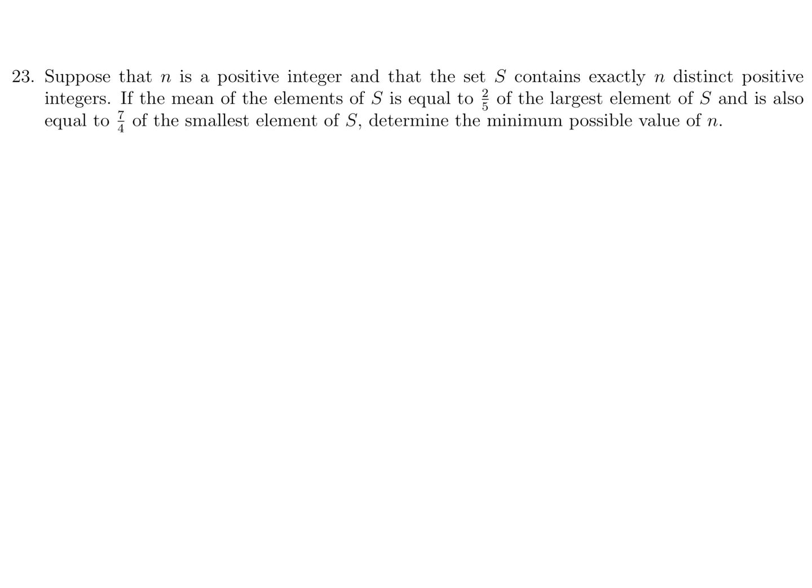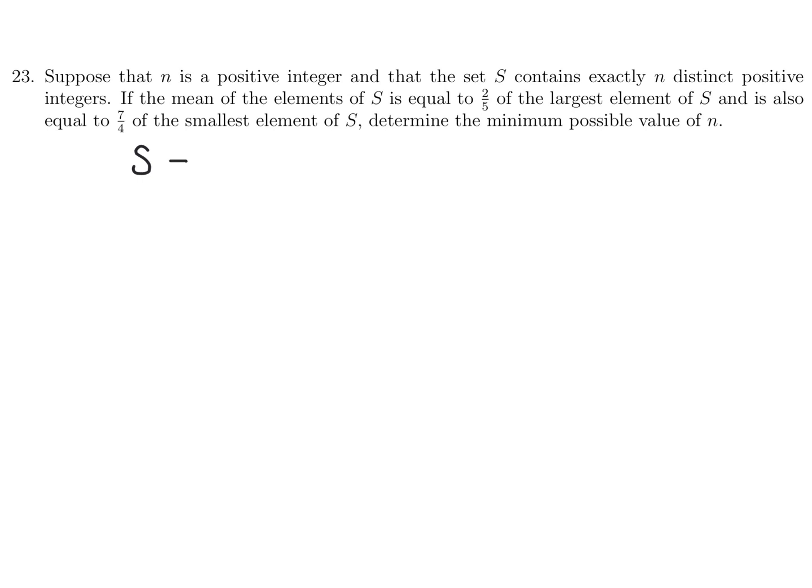Suppose that n is a positive integer and that the set S contains exactly n distinct positive integers. If the mean of the elements of S is equal to 2/5 of the largest element of S and is also equal to 7/4 of the smallest element of S, determine the minimal possible value of n.